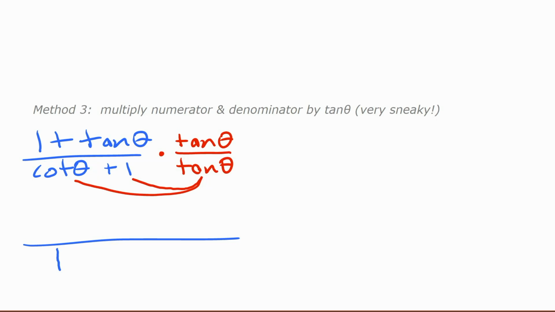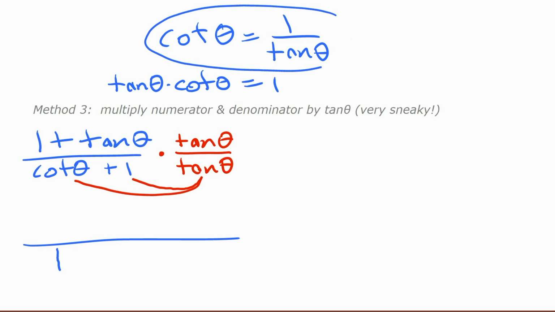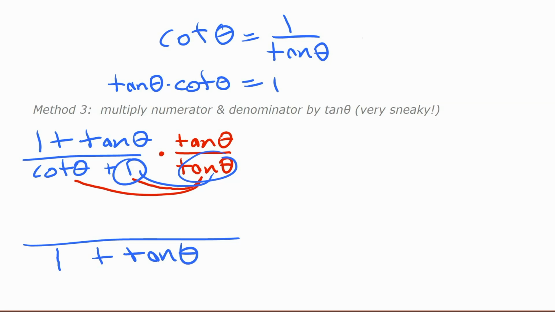You notice that in the identity for cotangent, cotangent is 1 over tangent. And if I rearrange that, if I multiply both sides by tangent, I can make it tangent times cotangent equals 1. So given that this is true, then this is also true. So we can use that idea that tangent times cotangent is going to give us 1. So that's a 1, and then tangent times this 1 is tangent. So I have 1 plus tangent on the bottom.